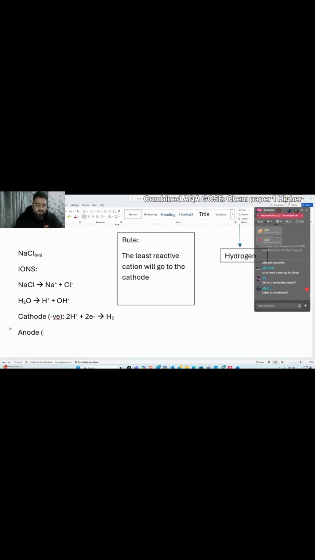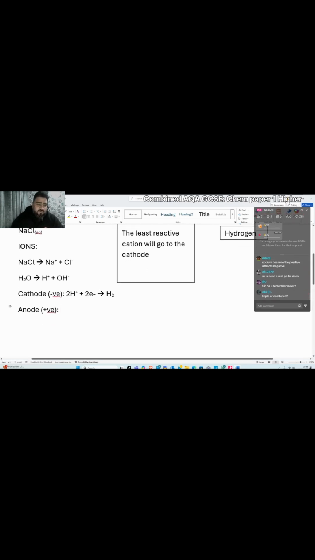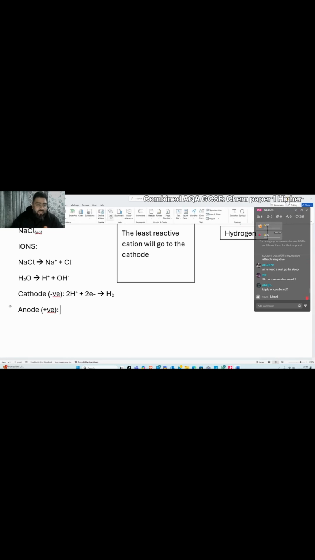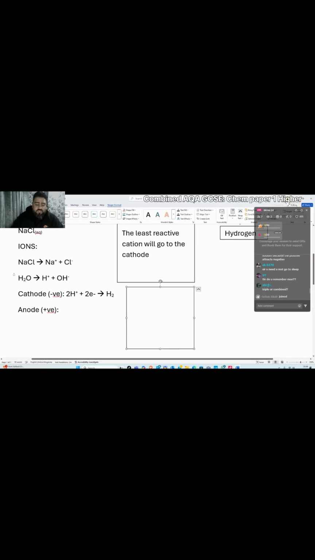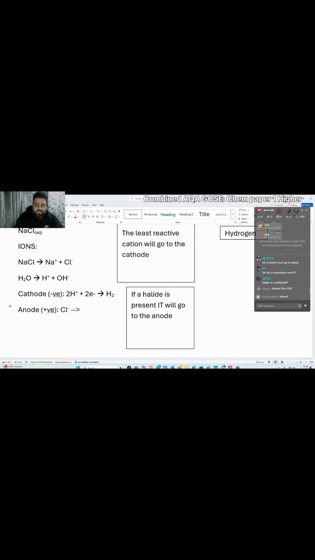Now the anode is positive, and so the only type of ions that can go to the anode are the negative ions, right? And so we need a new rule here. The rule is, if a halide ion is present, it will go to the anode. And is there a halide ion present? Yes, here's the chloride ion. So we're going to say Cl- is going to make Cl2.